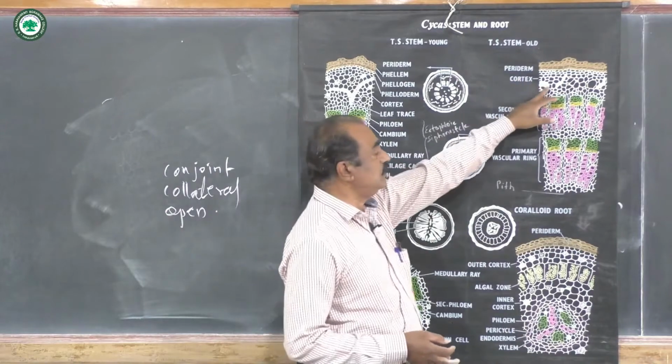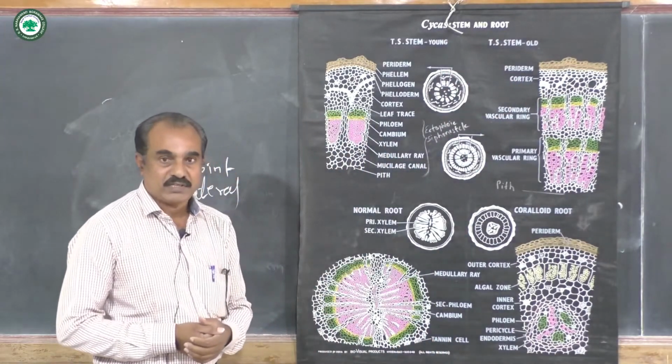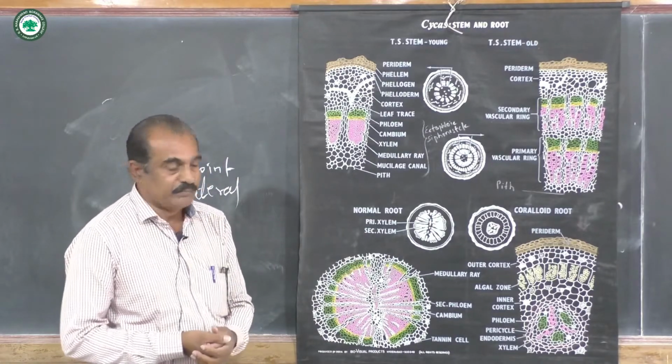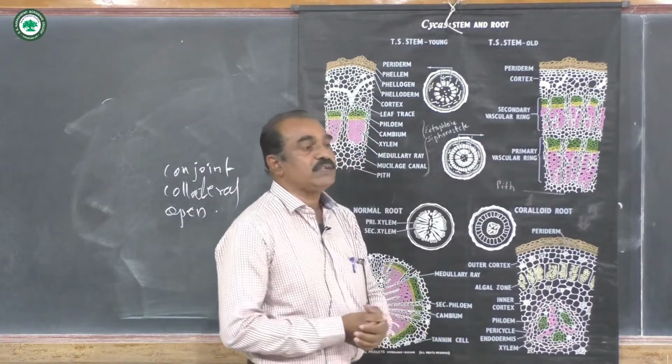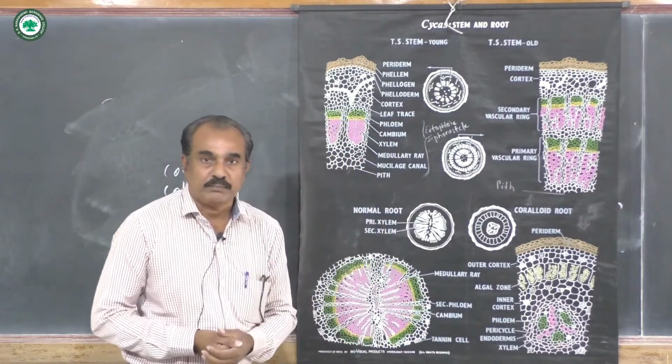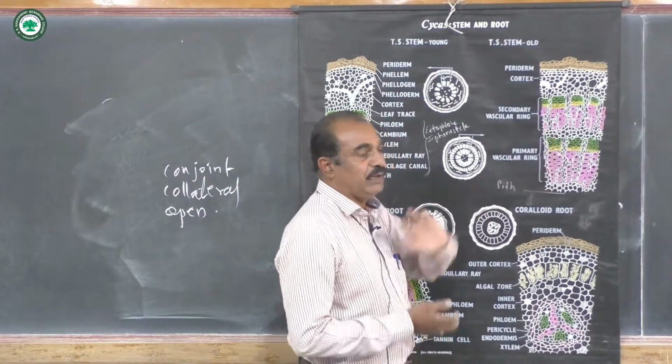Inside this there are the leaf traces, and from the outer side there are also the leaf scars. They are found in the periderm. Now at the center, different numbers of rings of xylem and phloem get formed. So this is the primary ring of the vascular bundle.